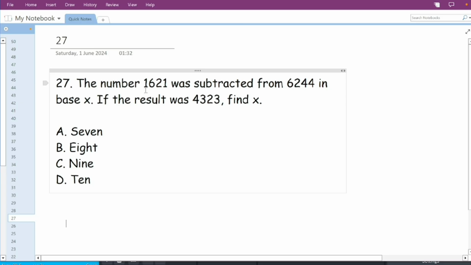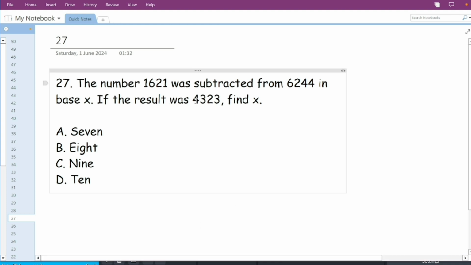Question 27. The number 1621 was subtracted from 6244 in base x. If the result was 4323, find x. Now this is subtraction in base, and we're asked to find the base.